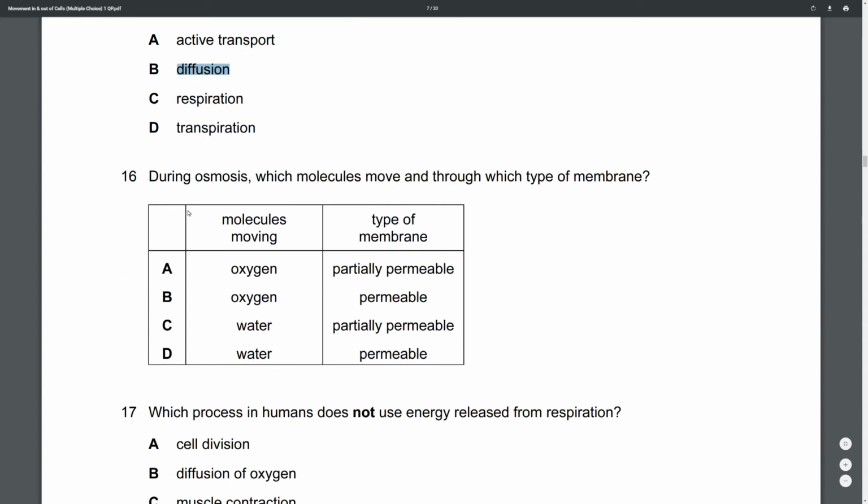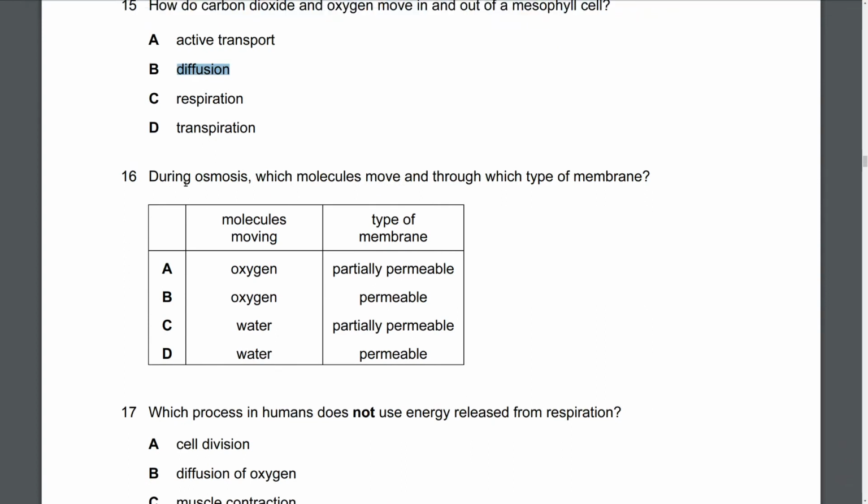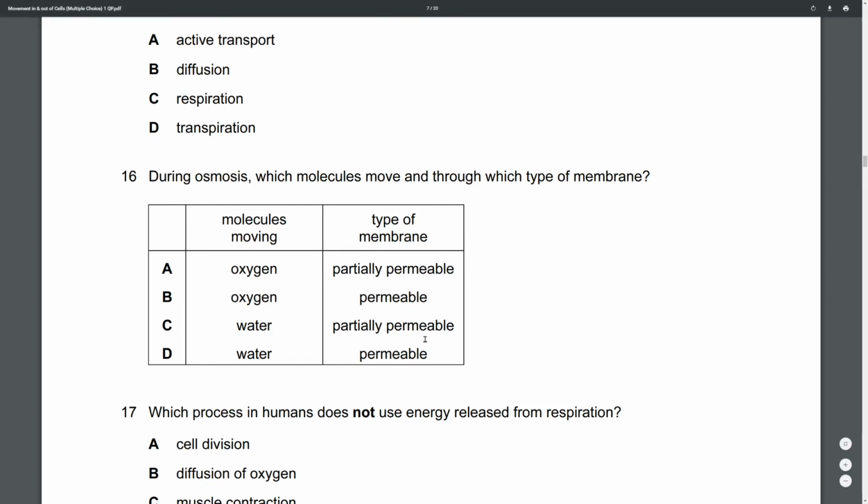Next question: during osmosis, which molecules move and through which type of membrane? During osmosis, the molecules that are moving are water, so it's not the first two, and they move through a partially permeable membrane. So this is C.